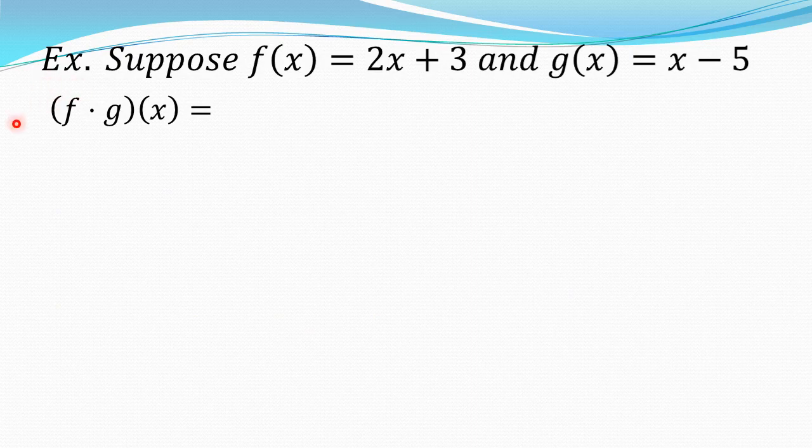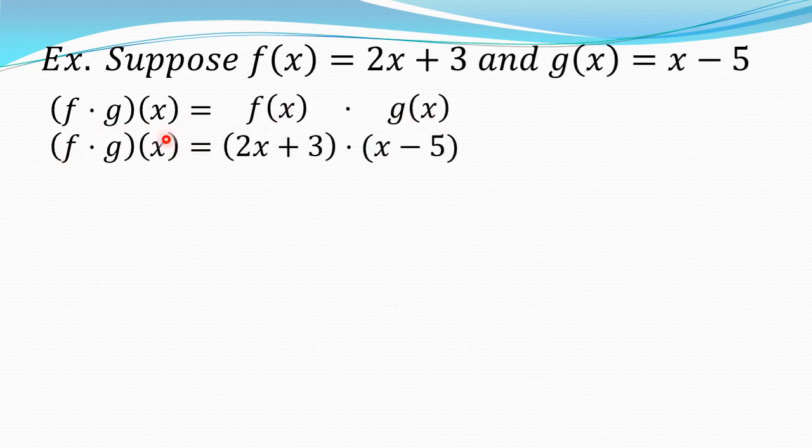So, multiplication of functions, f times g of x. We're going to have, as defined, f of x times g of x. So f times g of x is going to be 2x plus 3 times x minus 5. How did we get this? We just substituted the expressions for f and g into this equation over here. So let's be meticulous in distributing the terms of the first expression to the second one.